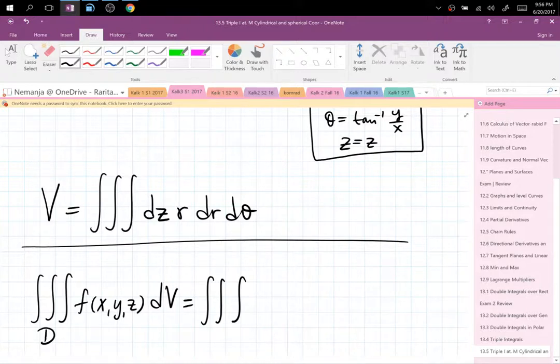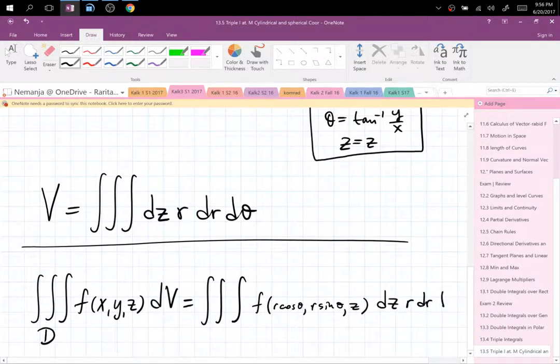So now, first of all, we have to convert. So x we know is given as r cosine theta, y is given as r sine theta, and z is given as z. And then we have dz r dr d theta. Remember that r dr d theta is the string from polar. That r is usually a killer for the grade. You forget it. Don't forget it.